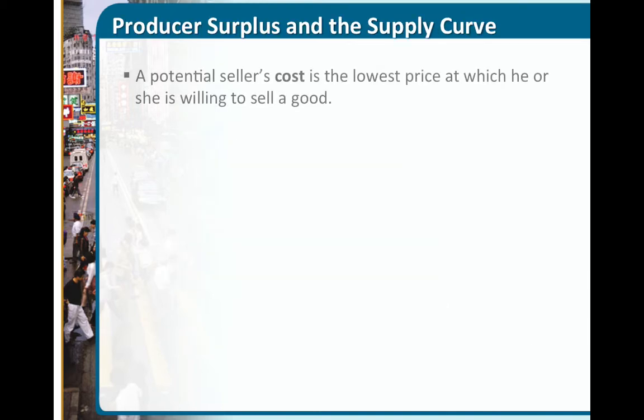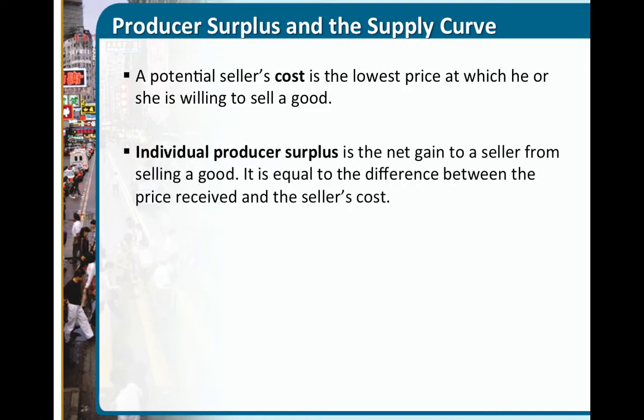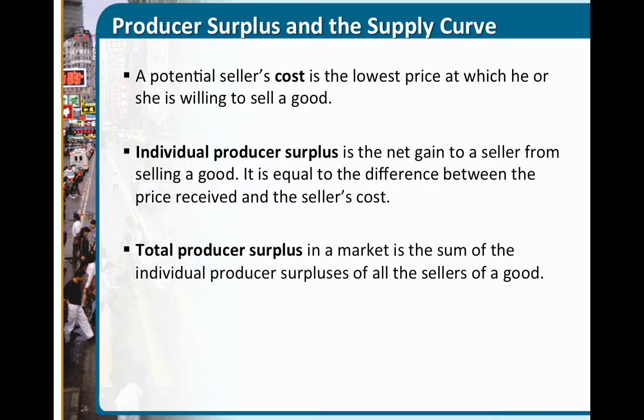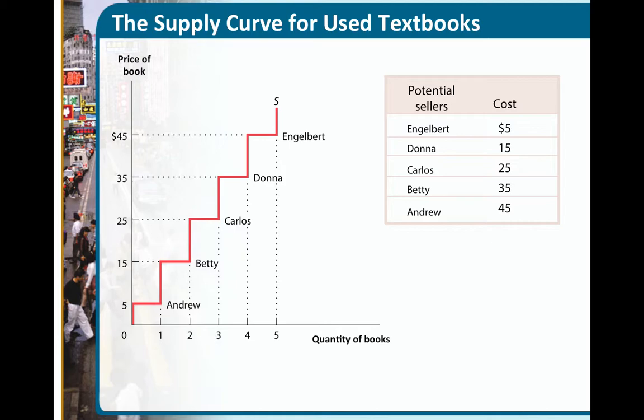As you can imagine, since there is a consumer surplus, there also is a producer surplus. And of course, that has to deal with the supply curve as well as the potential seller's cost. And that's the lowest price at which he or she is willing to sell a good. So let's see that on the graph again, because that's a little easier to understand, I think.